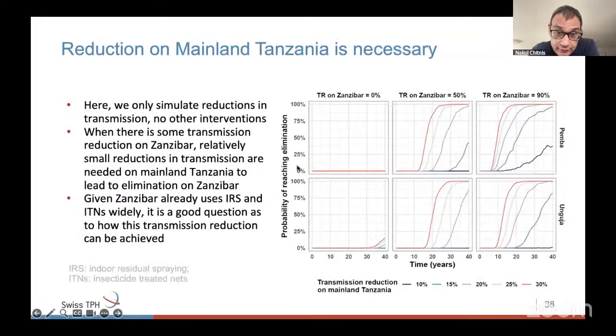And here we looked at probability of eliminating. This is saying no transmission reduction on Zanzibar, 50% and 90% transmission reduction. And the different lines show how much transmission reduction we have in mainland Tanzania. So what this is saying is that if you really want to eliminate malaria in Zanzibar, you need to reduce malaria in mainland Tanzania, where malaria is coming from. So in many places that are close to elimination, the best way to achieve elimination is to help the source countries or the source areas which are sending you malaria cases. One example would be if South Africa were to target malaria in Mozambique, it'd probably be more likely for South Africa to get to elimination.